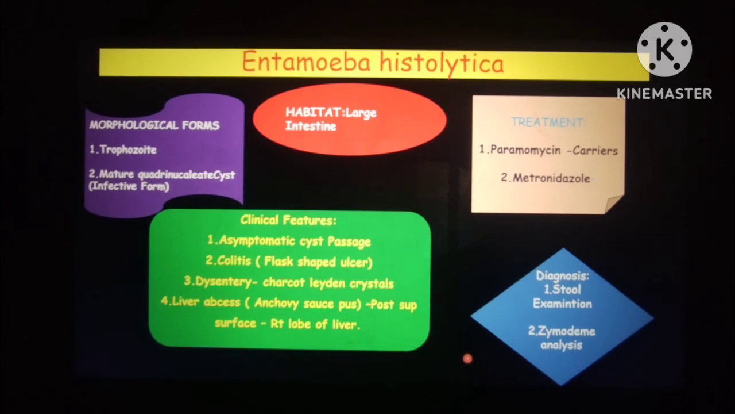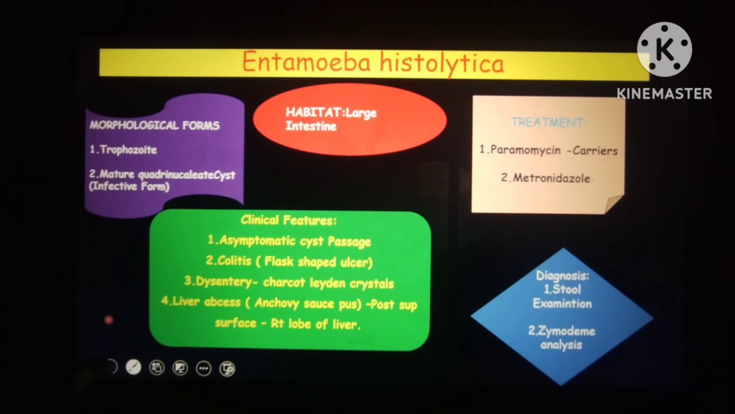I think in this exam they asked about a patient admitted with dysentery and how you will treat this. The option they gave was metronidazole. So always remember, for amoebiasis the drug of choice is metronidazole. These are the points you want to remember for Entamoeba histolytica.